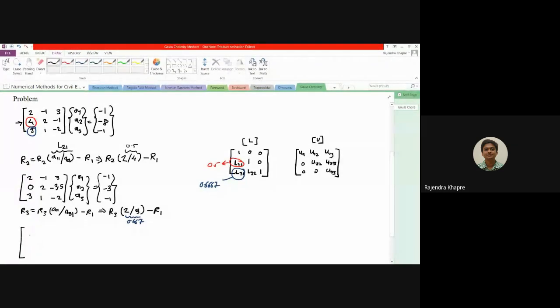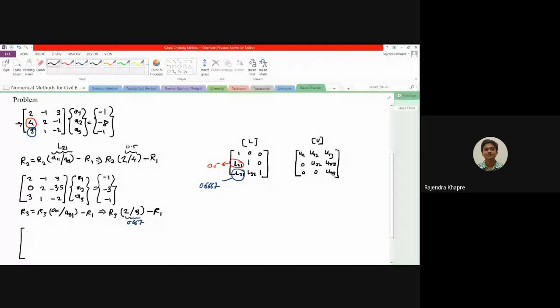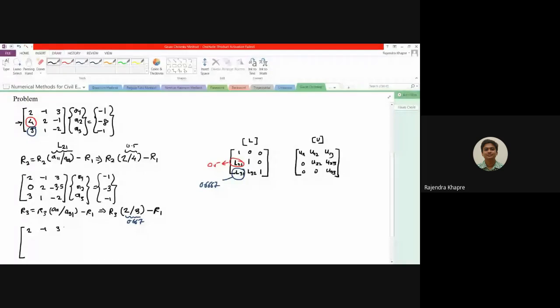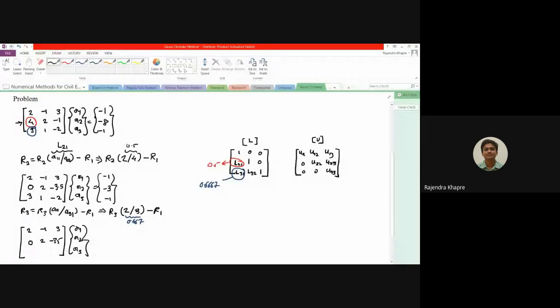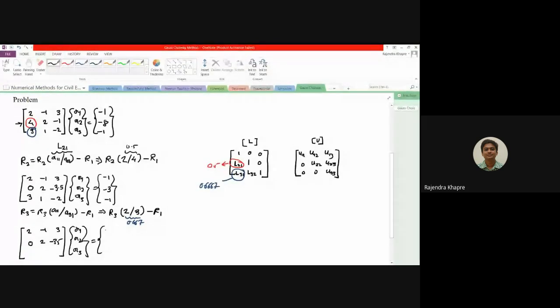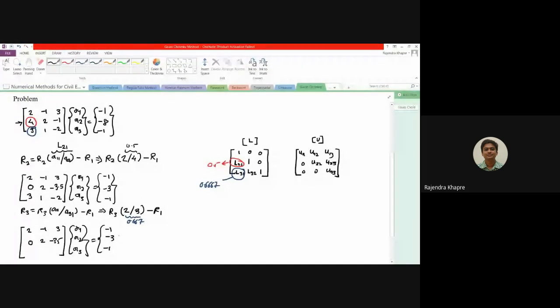Now accordingly, you have to make the changes in the main matrix. You are operating on the third row, so the first two rows will remain the same. So this is 2, minus 1, 3. This will be 0, this will be 2, this is minus 3.5, into x1, x2, x3 equals minus 1, minus 3, and again minus 1. If you go for this operation, I'm sure you will be getting this as 0.